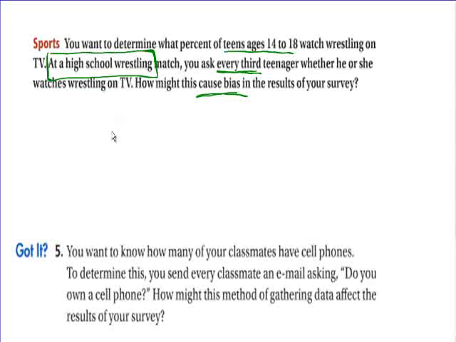Well, if I'm going to pay money and go to a high school wrestling match and take time out of my day, out of everything else that I have to do, to go watch wrestling at the school, I'm guessing at some point I might flip the channel over. So we're going to say that the bias is in the location. Because I'm guessing this number is going to be higher here than if I were to ask every third teenager at the mall if they watch wrestling on TV. So we're going to keep in mind how to eliminate those. So the bias in this one is based on the location.